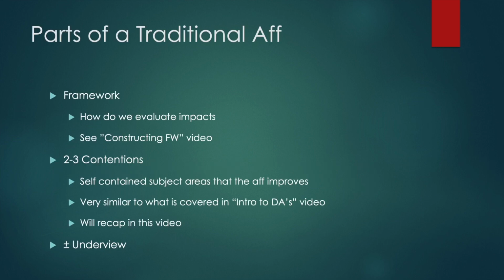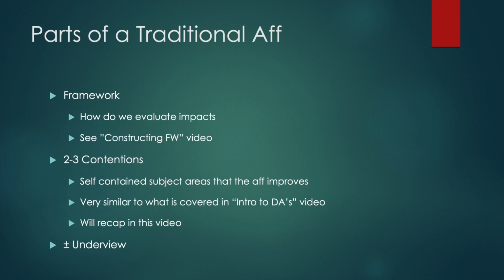We're going to start with the affirmative. So parts of a traditional affirmative: there is framework, 2 to 3 contentions, and then sometimes an underview. The framework basically answers the question, how do we evaluate impacts? I have a couple of videos on framework, but the constructing a framework video is going to be the most helpful here in telling you how to put together a framework for the purposes of a traditional AF.